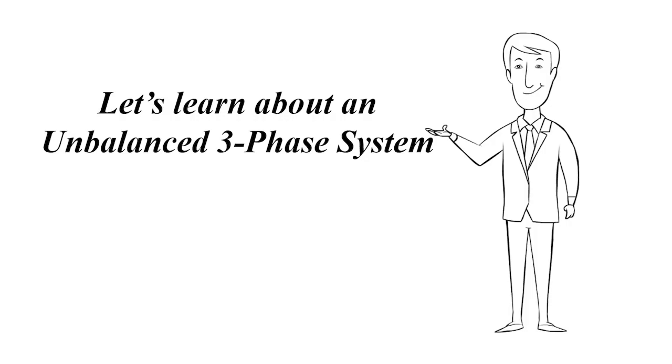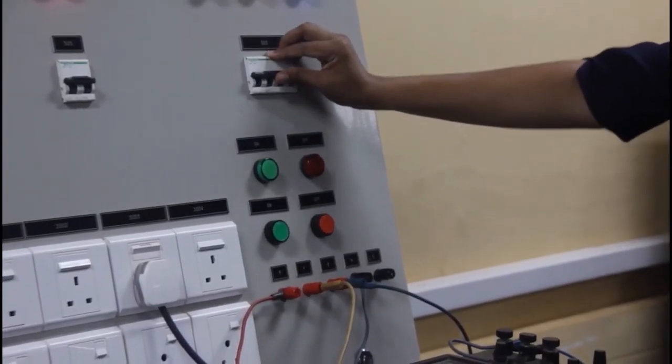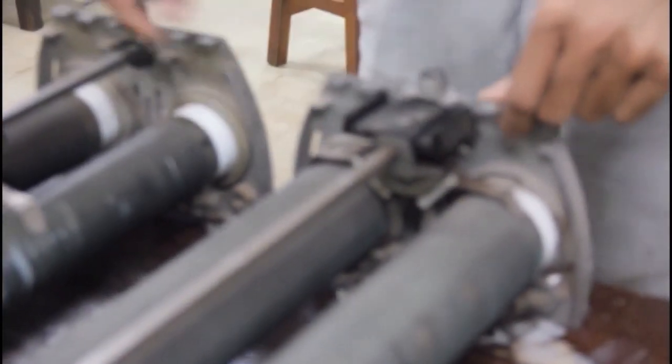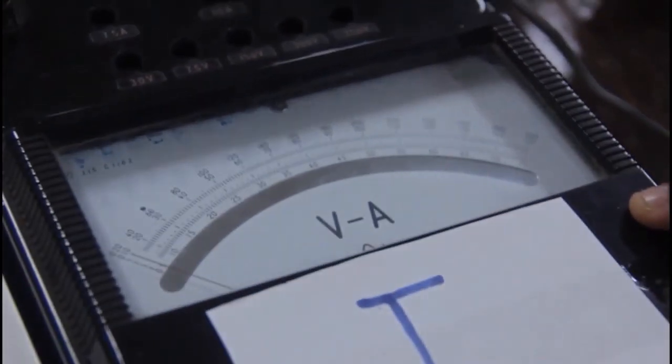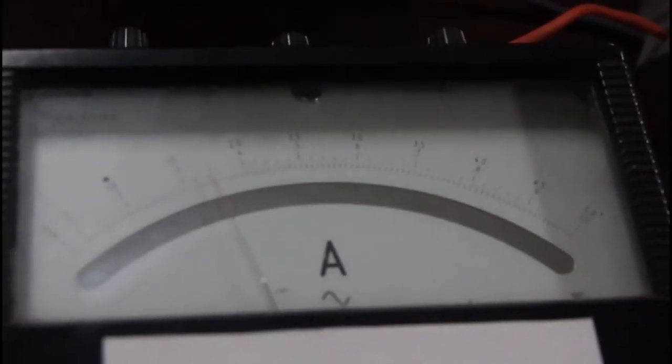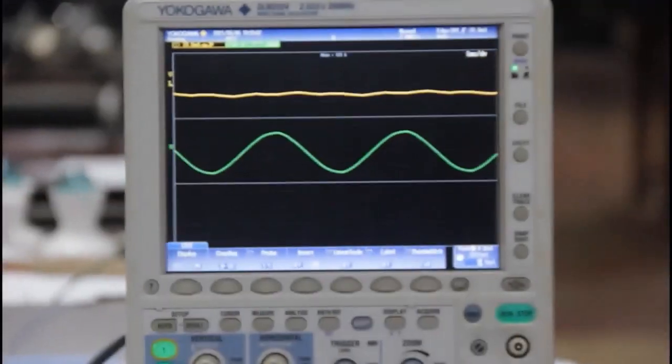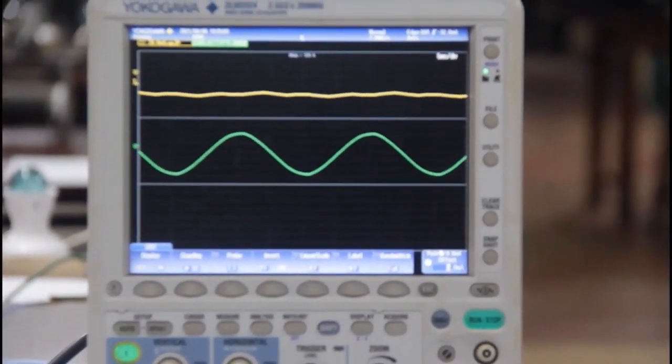Let's learn about an unbalanced three-phase system. First, turn on the circuit breaker. Then notice the initial positions of the rheostats. The system is balanced, hence the neutral current is 0. Phase currents are as previous. Probes are connected around neutral and phase R. Observe the waveforms of neutral and phase R respectively.